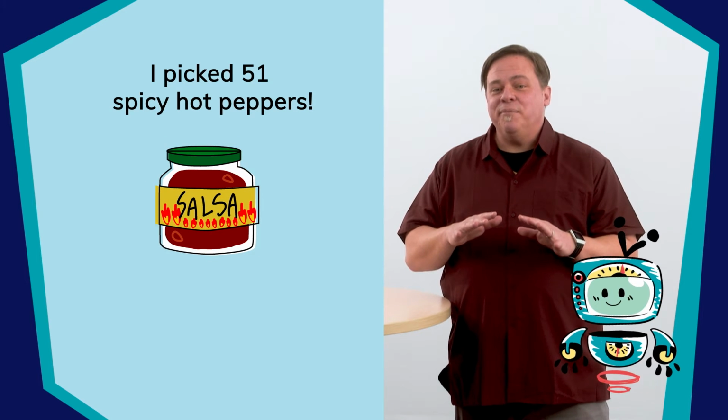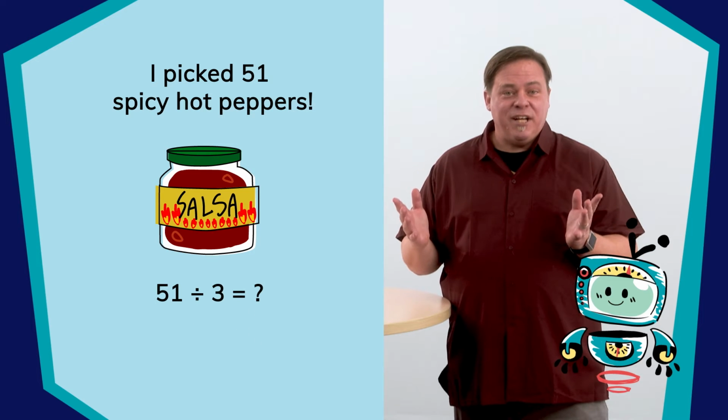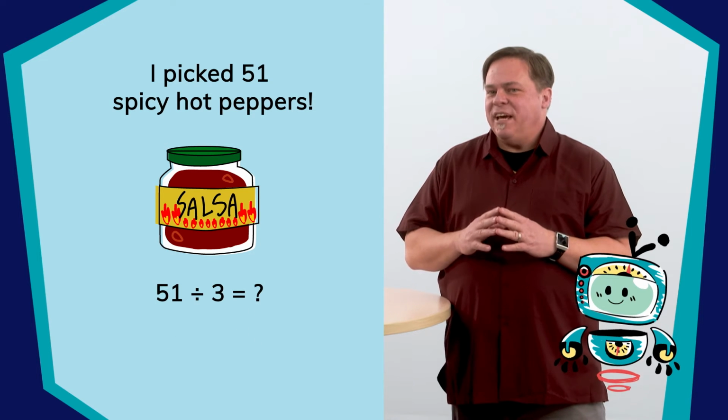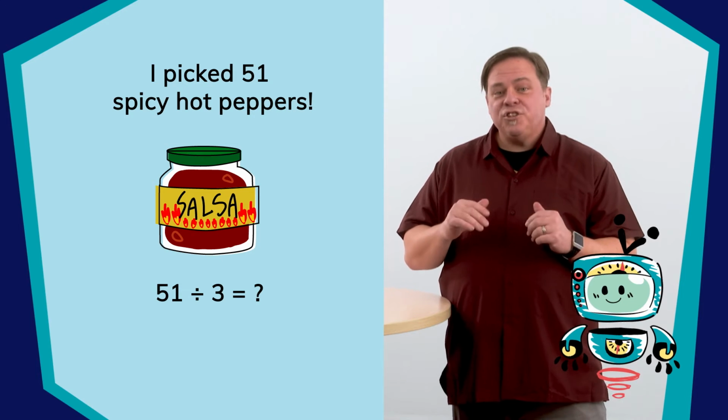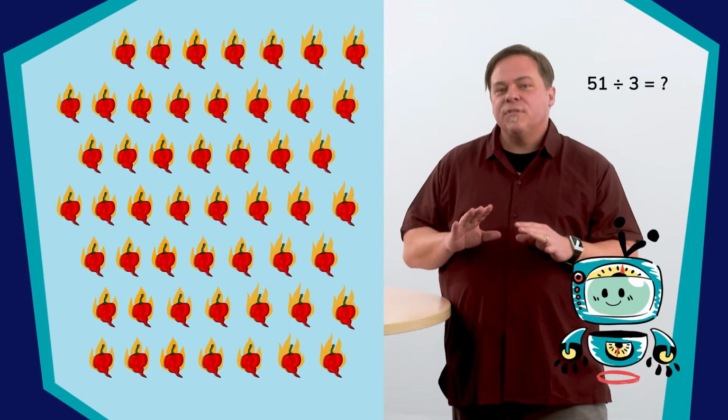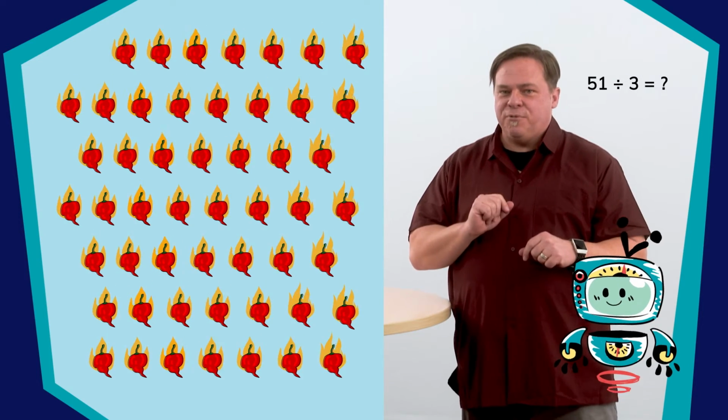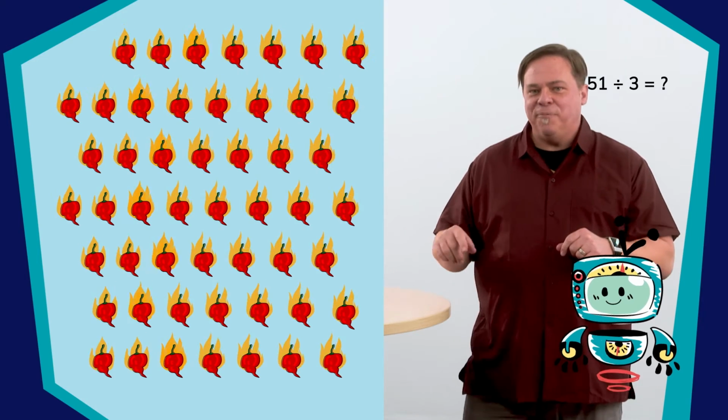Our division problem is 51 divided by 3. Let's create some visual representations of that. We can start with pictures, like we did last time. Here's my 51 super hot peppers. I'm dividing this set of peppers into groups of 3. So let's just circle groups of 3 and count them as we go.